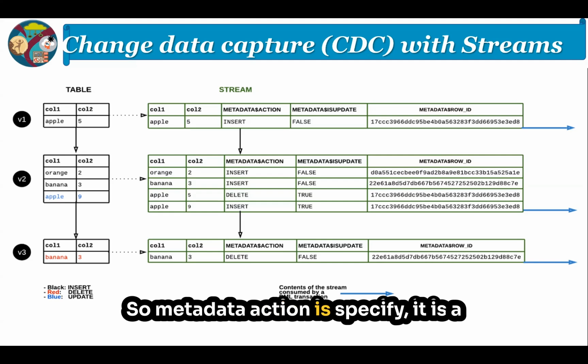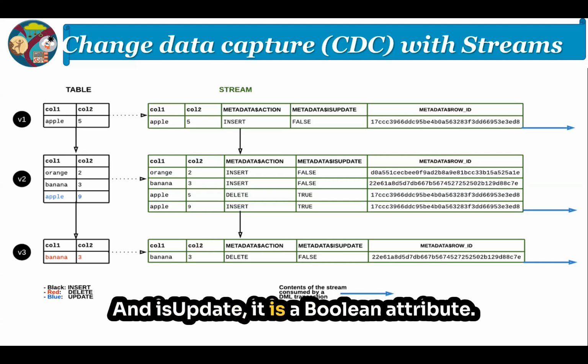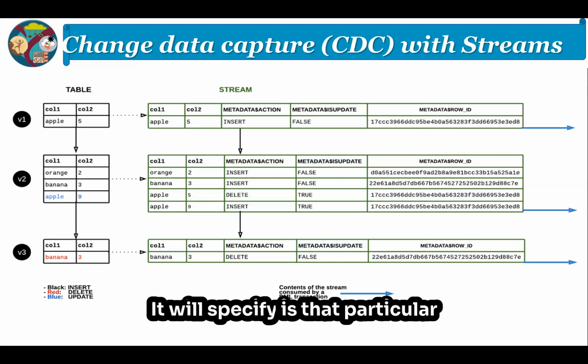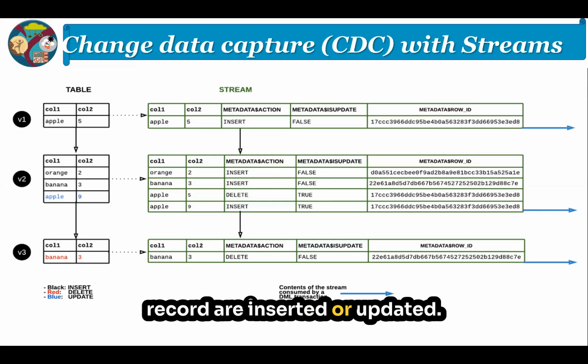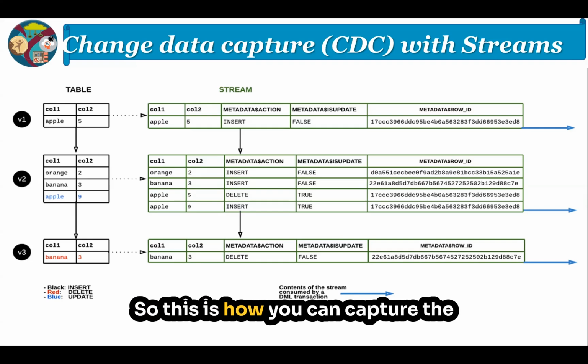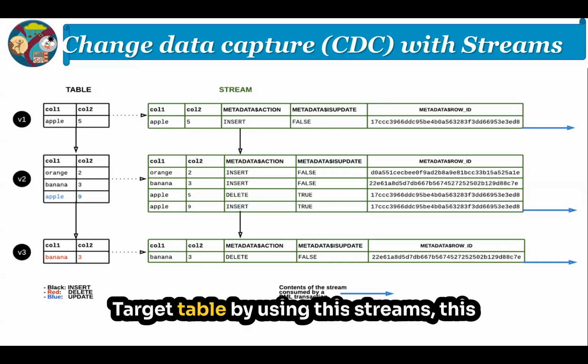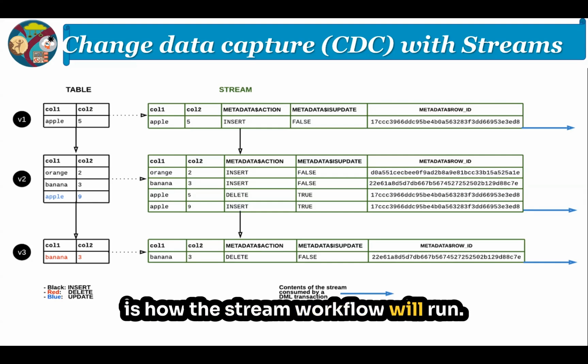Metadata action specifies what type of DML operation it is. And is update is a Boolean attribute. It will specify whether that particular record was inserted or updated. And the third one is a unique identifier for each row. So this is how you can capture the CDC changes from the source system to the target table by using these streams. This is how the stream workflow will run.